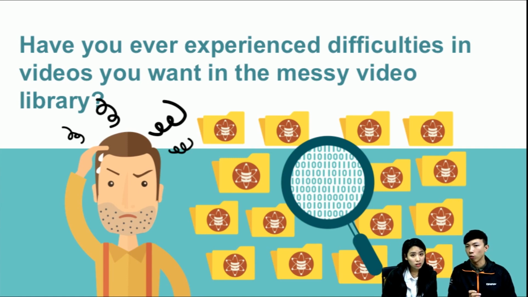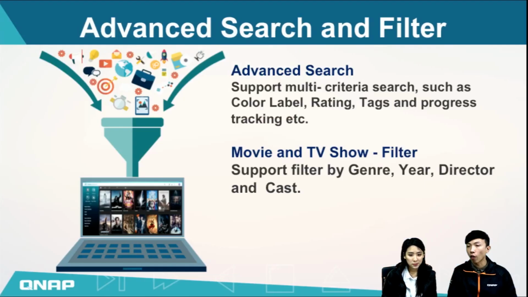The next part we would like to talk about is, for some of our users with this amount of videos, how can you quickly find your video in a massive video library? It's very important. So with a powerful advanced search and filter feature, in here we provide advanced search. We support multi-criteria search, such as color, label, rating, text, progress tracking, and so on. Of course, we also support general search, like searching by file title, imported date, and so on.